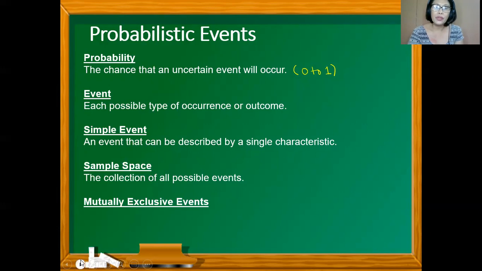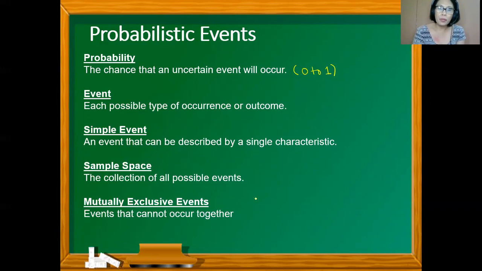Now, we have mutually exclusive events. So, events that cannot occur together are mutually exclusive events. For instance, a black card and a red card are mutually exclusive events because they cannot occur together. So, when you select a card, it can never be a red card and a black card at the same time. So, the two are mutually exclusive events.